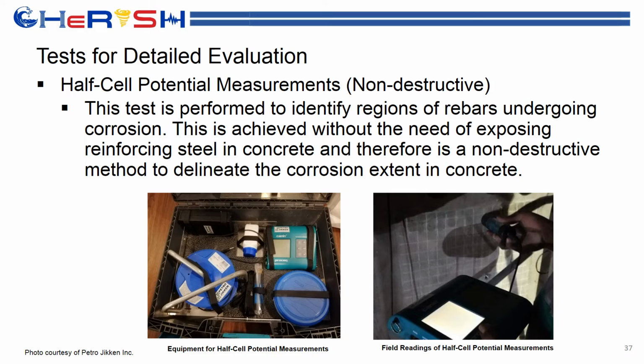And this is the actual machine that is used to measure the half-cell potential. And as you may know, corrosion is an electrochemical process, and there is what we call a transfer of electrons. So really, the half-cell potential measures those potential differences, okay? Because again, corrosion is an electrochemical process, and there is always this movement of electrons. So those differences in potential are what the half-cell potential is measuring.